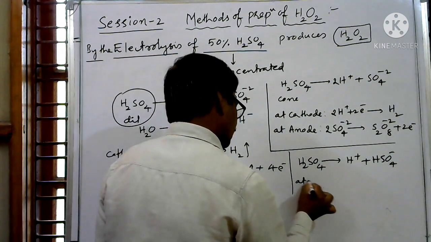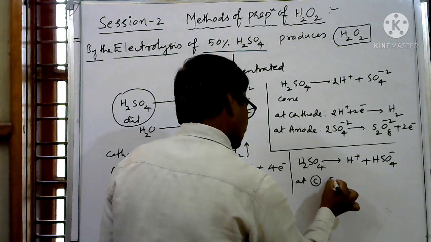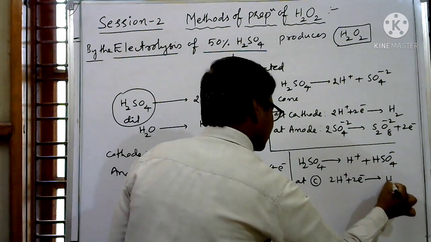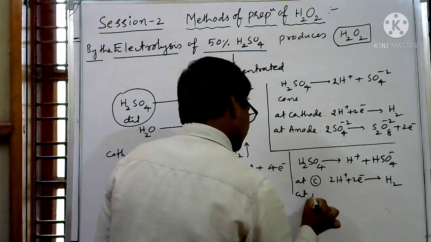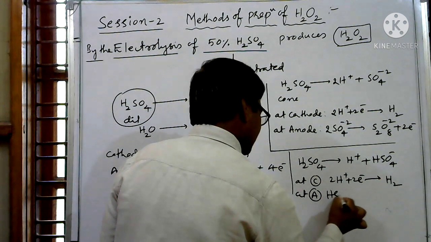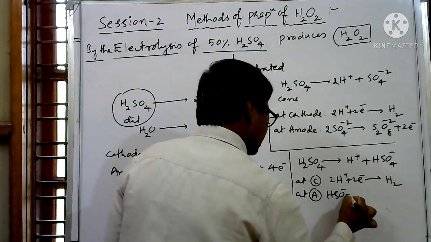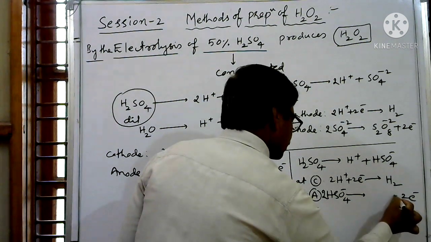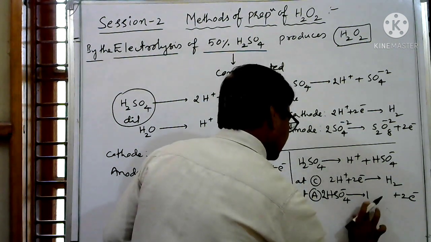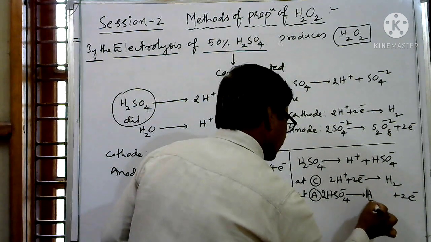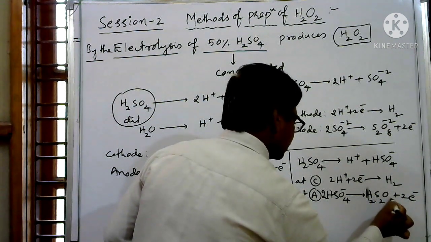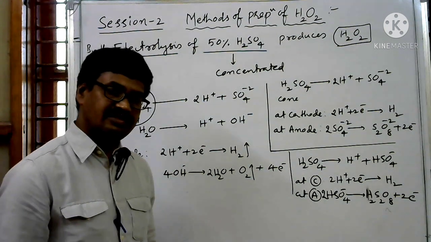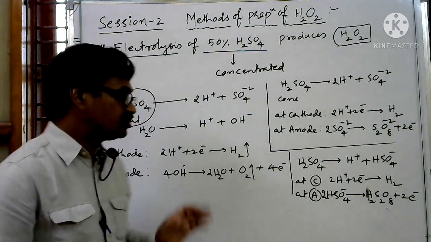Here at the cathode, same thing. 2 H+ ions now accept 2 electrons and form hydrogen gas. At the anode, I am taking 2 moles of HSO4 minus. Here it loses 2 electrons and produces H2S2O8, which is peroxide sulfuric acid or peroxydisulfuric acid, which is called Marshall's acid. So this is the difference.